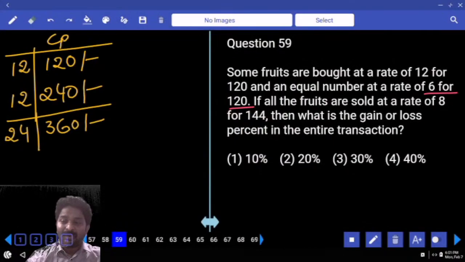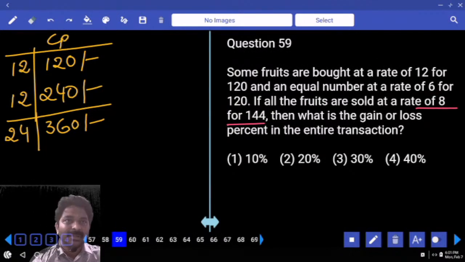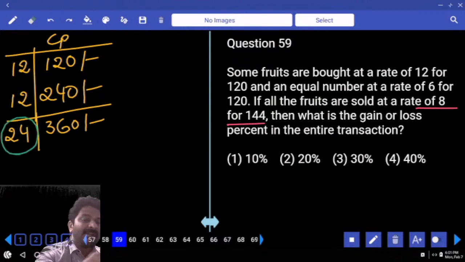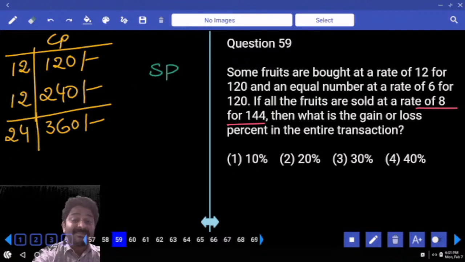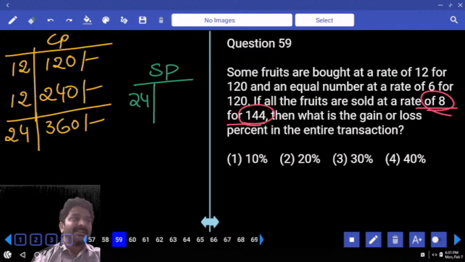Right. Now while selling, what is he doing? He is selling 8 fruits at the rate of 144 rupees. Like that, total how many fruits are there? 24. So even in selling we must sell 24 fruits here. 8, how many times is 24? 3 times. Then selling price is equal to 3 times 144. 3 hundreds are 300, 3 fours are 12, so 432.